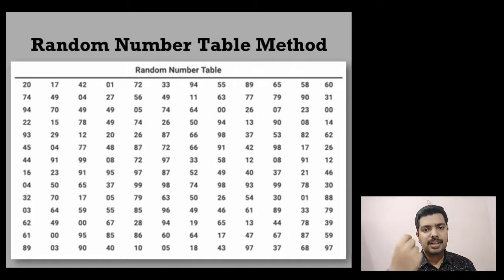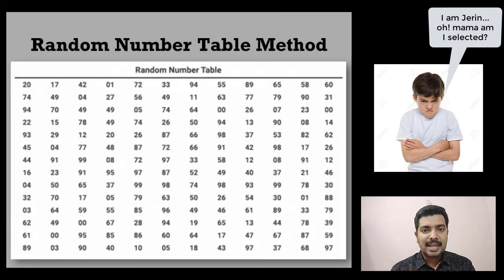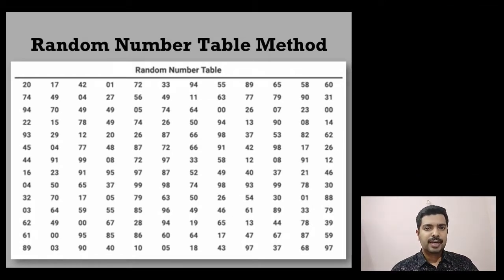Now what happens is you take one random number table and you read the numbers. Now in the screens you can see that the number given is number 20, then you have number 17, 42. Now you have to take number 20 from that particular list. From that list, the number 20 might be somebody called Jithin. So that is a random method. Okay, so this is another way in which you can administer simple random sampling.